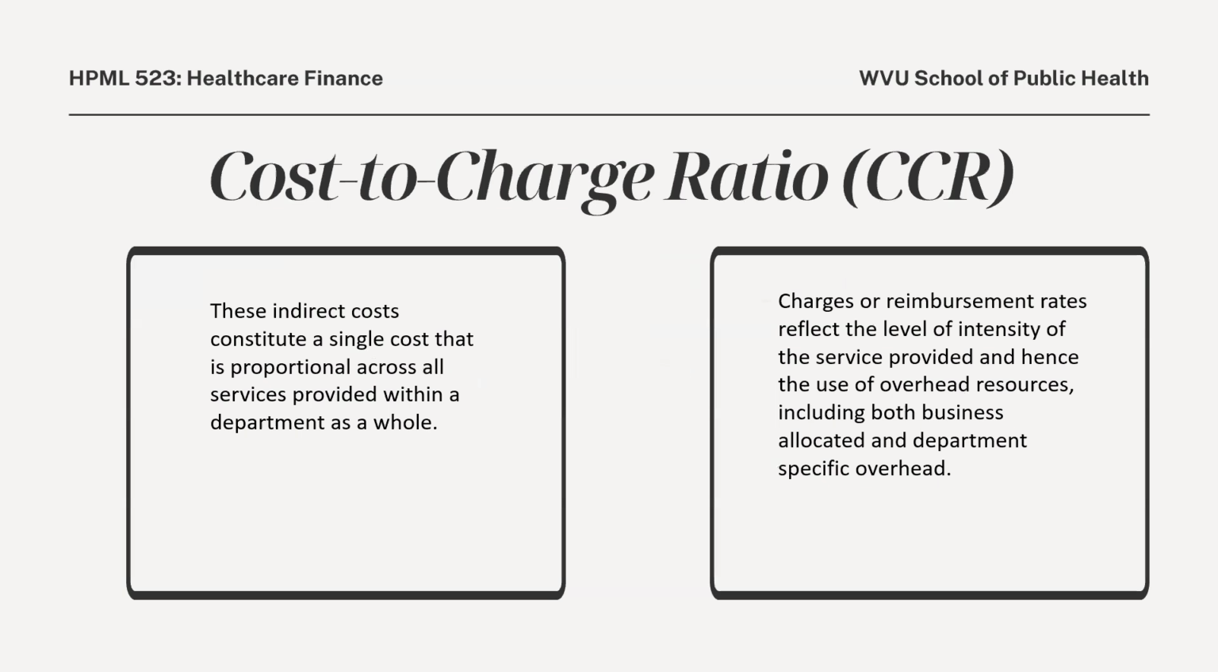So first off, what are cost to charge ratios or CCR? It is a method of costing individual services. There are two assumptions that you need to be aware of. The first is that there are indirect or overhead costs allocated to the services. These indirect costs constitute a single cost that is proportional across all services provided within a department as a whole. The second assumption is that charges or reimbursement rates reflect the level of intensity of the service provided and hence the use of overhead resources. These include both business allocated and department specific overhead.